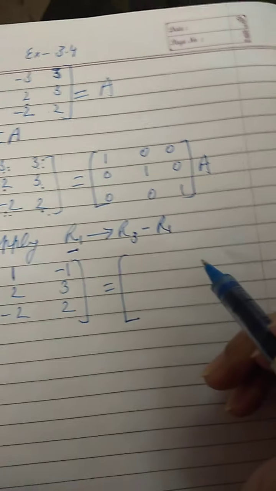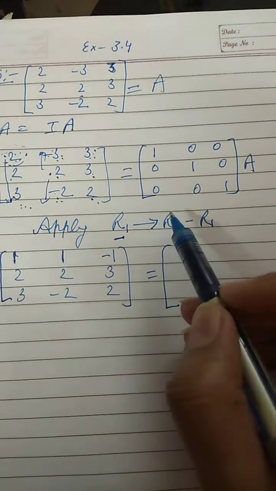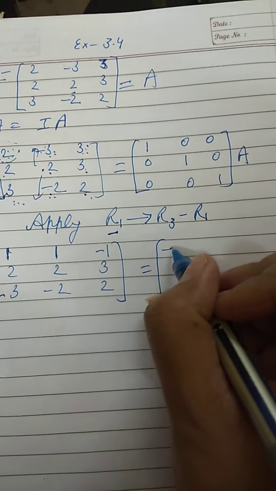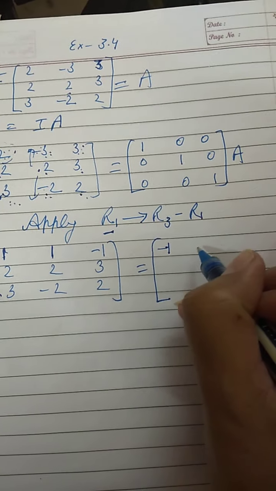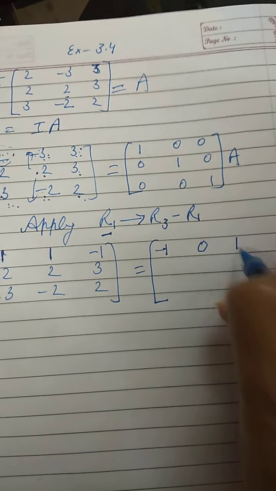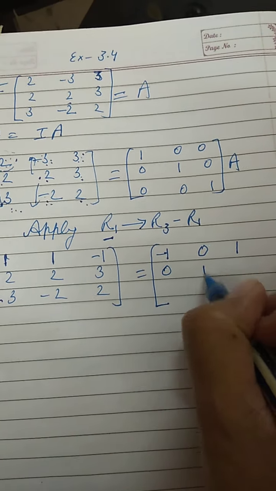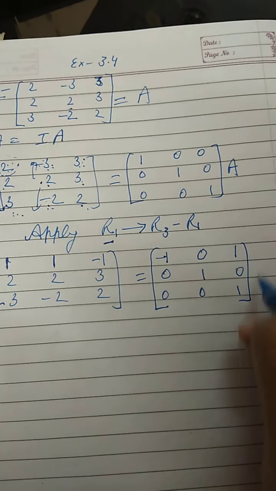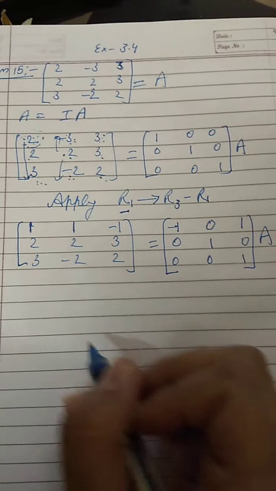Same change we will make here. Now here also in the RHS it will be R3 minus R1. So 0 minus 1 will become minus 1. 0 minus 0 will remain 0. 1 minus 0 will make it 1. Then 0, 1, 0 and here 0, 0 and 1 and this A we will keep like that.